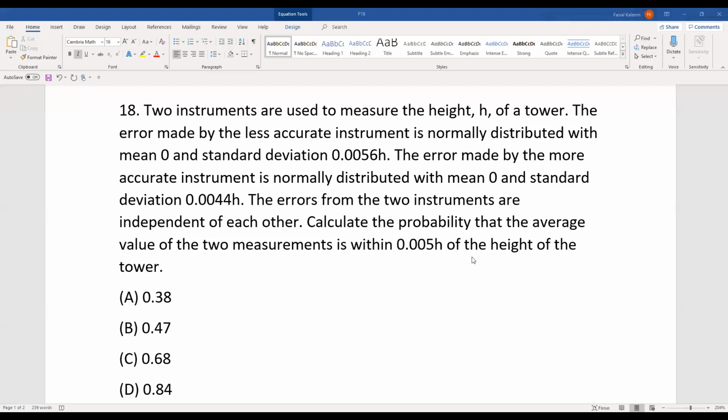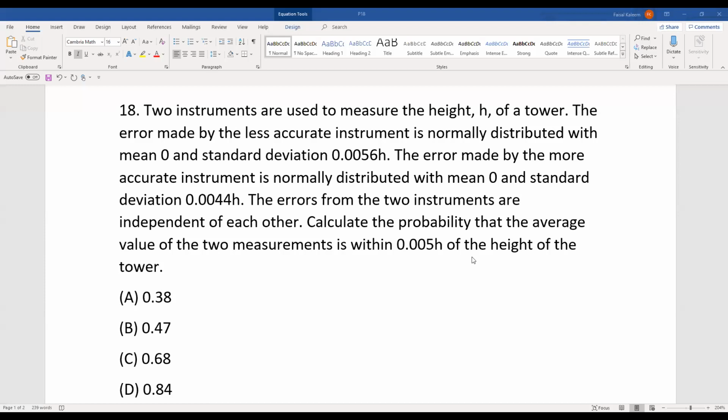Two instruments are used to measure the height of a tower. The error made by the less accurate one is normal with mean 0 and standard deviation 0.0056h. The error made by the more accurate one is normal with mean 0 and standard deviation 0.0044h. The errors are independent of each other. Calculate the probability that the average of the two measurements is within 0.05h of the height of the tower.